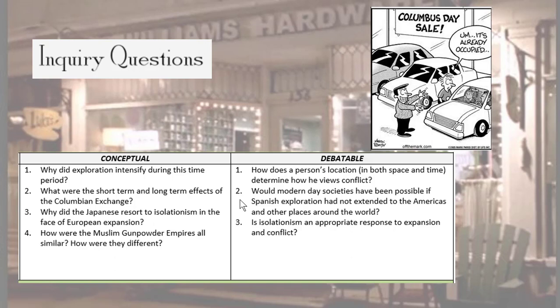Number 2 over here on the debatable questions is a really fun one. Scholars tend to have a lot to say about that. We can discuss the evils of the conquistadors, but also the long-term effects of this exploration. Then finally, number 3 is also really neat and can easily be tied to current events and current world events. You could even have scholars discuss this historically and then do research about a current event and how American isolationism would change the situation if you have some time for that.